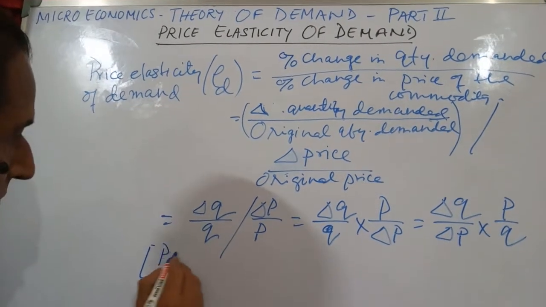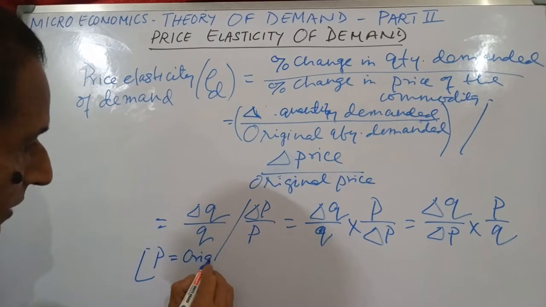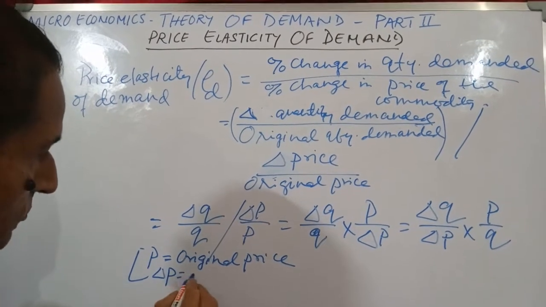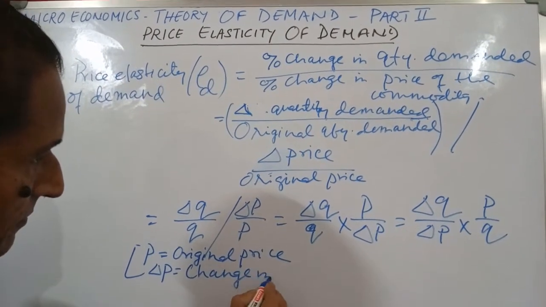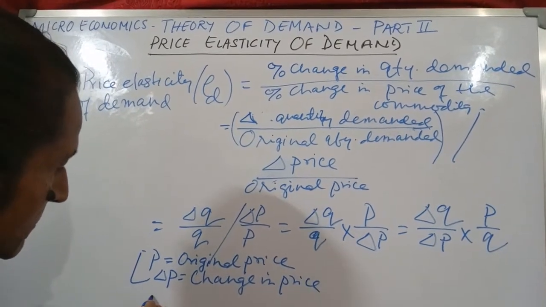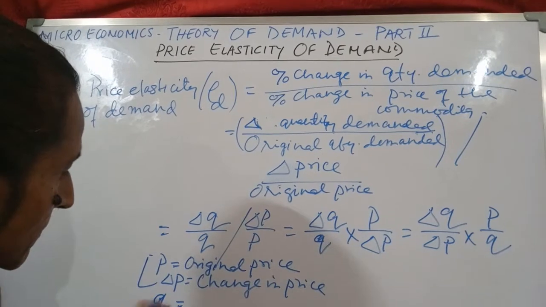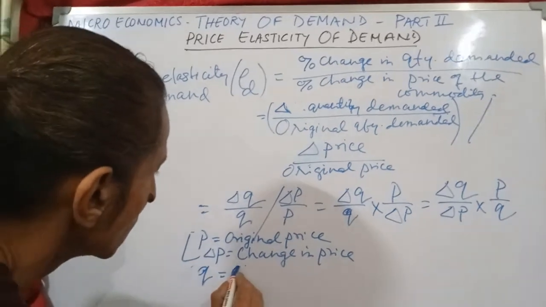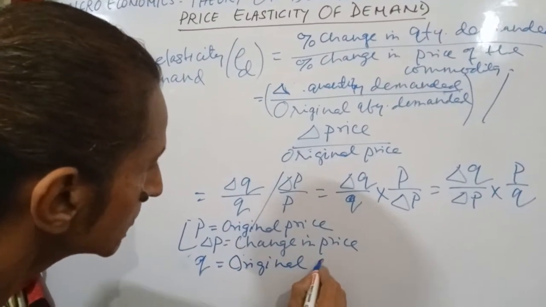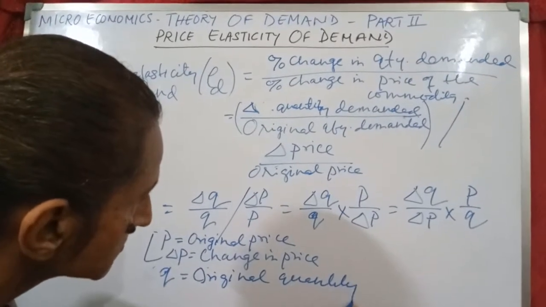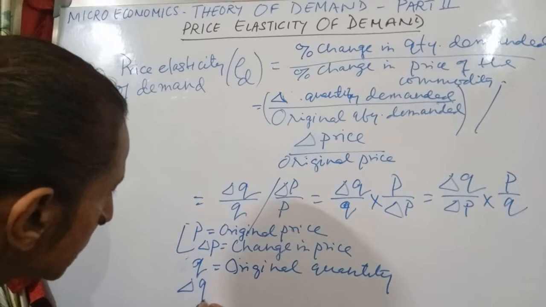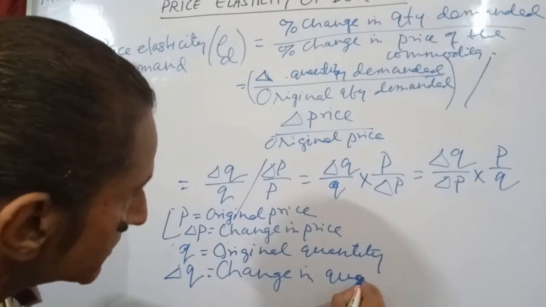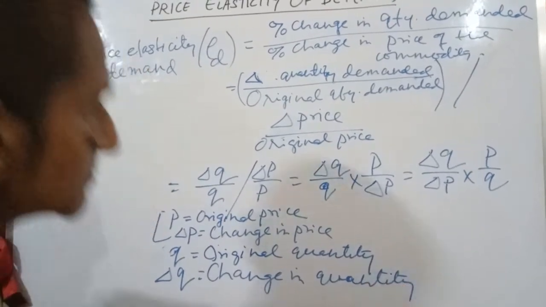where P is equal to original price, delta P equals change in price, Q equals original quantity, and delta Q equals change in quantity.